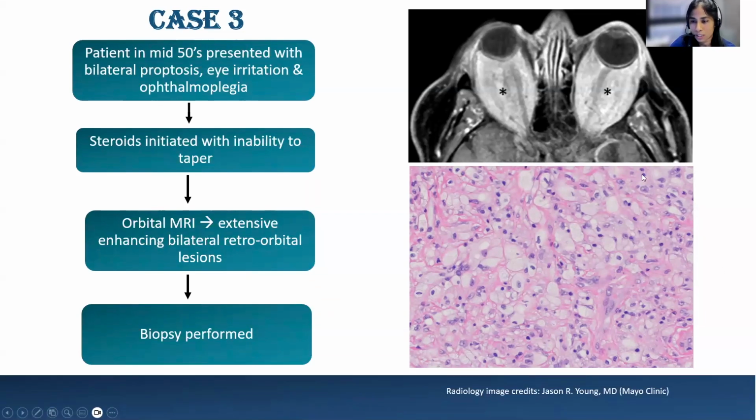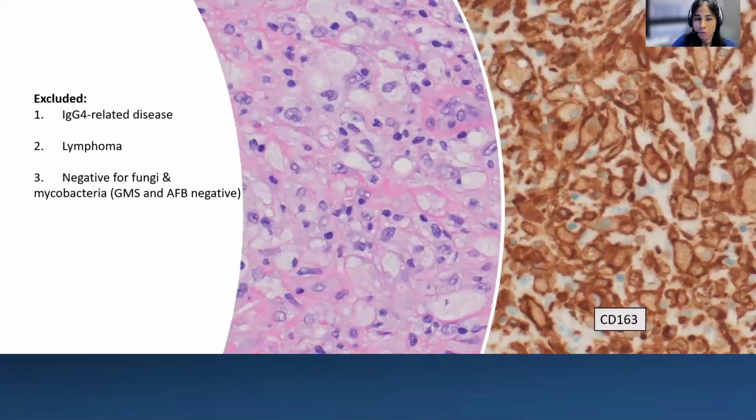And as you can see here, you see these sheets of foamy histiocytes in this area. Whenever you see sheets of foamy histiocytes, the most common differential should be infections. So you have to evaluate for mycobacteria and fungal organisms, which was negative in this particular case. It was also negative for lymphoma, because in orbital infiltration, the most common differential is MALT lymphoma. And the third most common differential is IgG4-related disease, which was also negative here. As you can see, it is only sheets of foamy histiocytes with no increase in plasma cells, essentially.